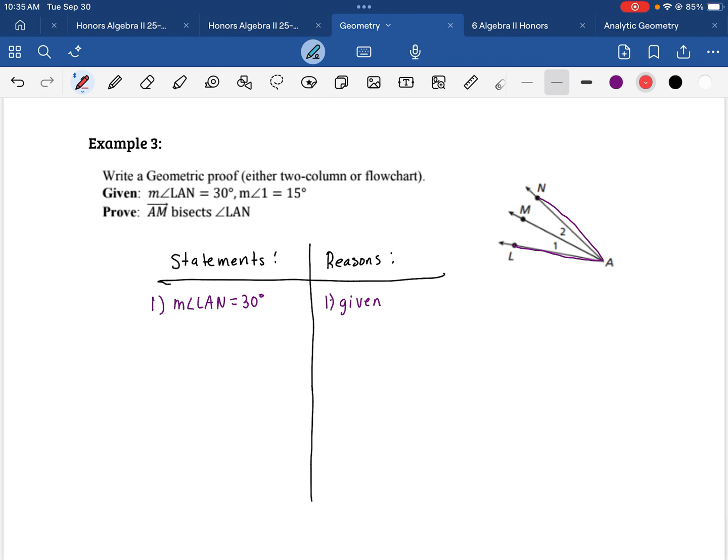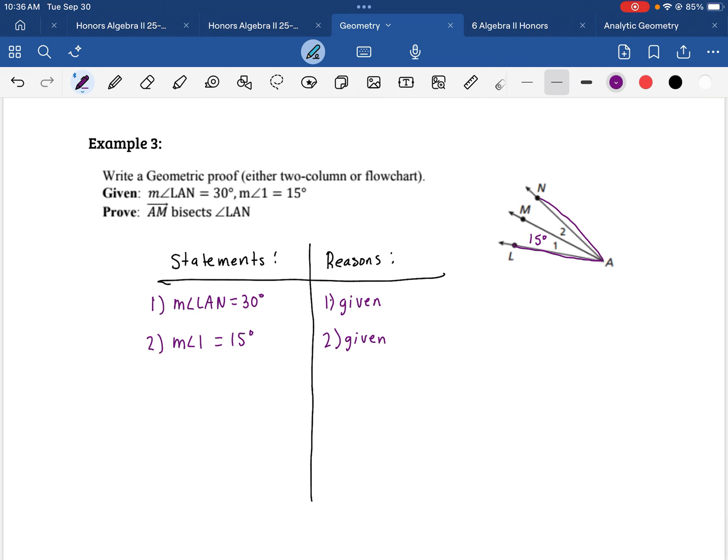Because we know that that measure is 30 degrees, actually, I'm going to go ahead and do both the givens back to back. It doesn't really matter if you split it up or if you go back to back. So our second given is that the measure of angle 1 is equal to 15 degrees. This is a second given. So we know that this angle is 15 degrees.